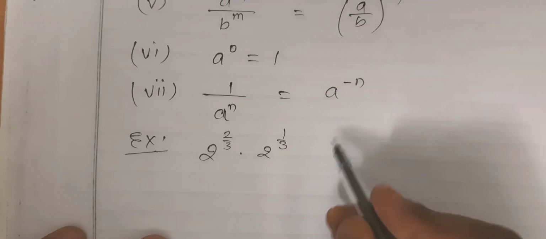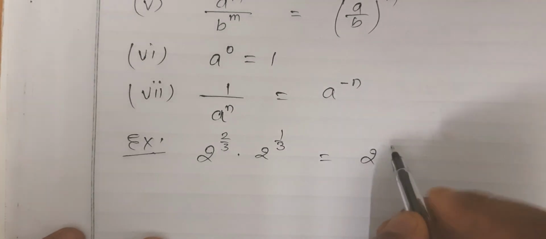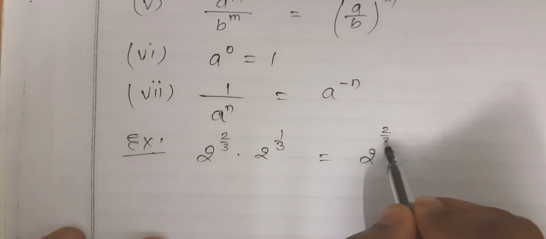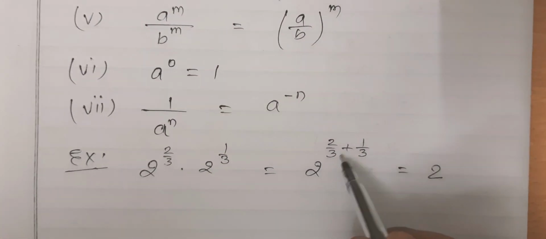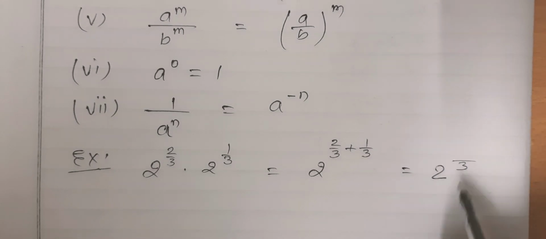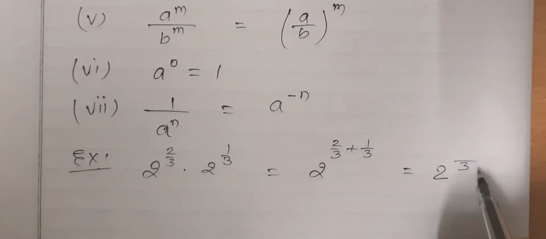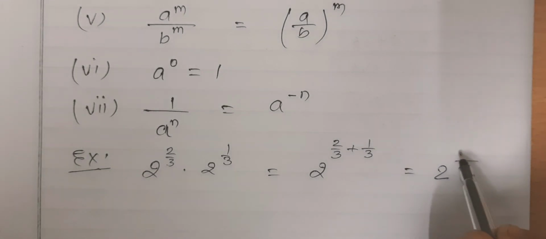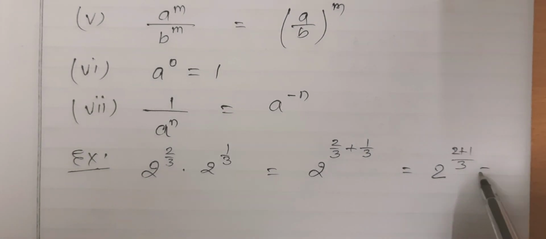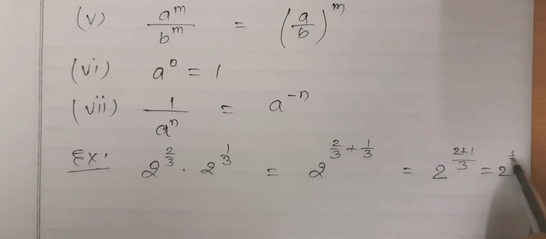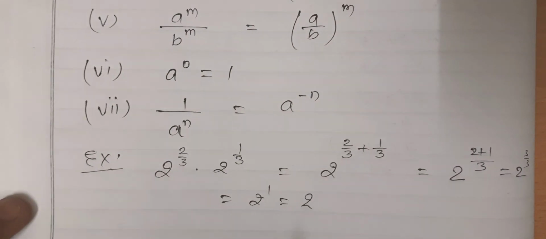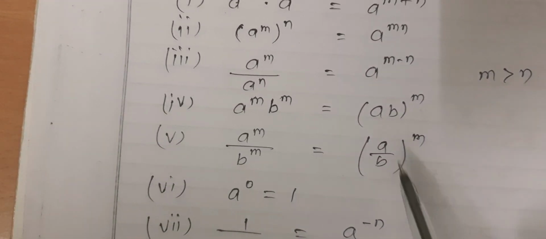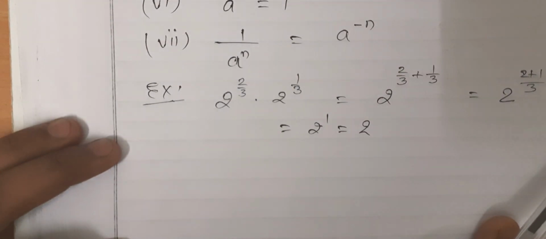Same base and multiplication sign. So 2 raised to the powers, we'll add the powers simply. 2 raised to the power 2 by 3 plus 1 by 3. Now we will add 2 by 3 and 1 by 3. Same base, same denominator. So 3 will be the LCM and 2 plus 1. So 3 by 3 means 2 raised to the power 3 by 3 means 2 raised to the power 1, which is nothing but 2. So if you know these laws of exponents, you can solve the next exercise very easily.